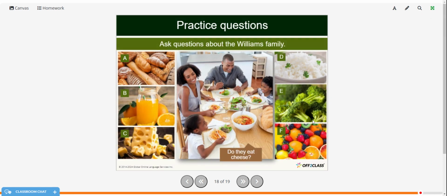All right, so now ask some questions about the Williams family. So take a few moments. You can use these pictures for ideas and write some questions. So pause the video while you do that, and then you can restart when you're ready to see the answers.